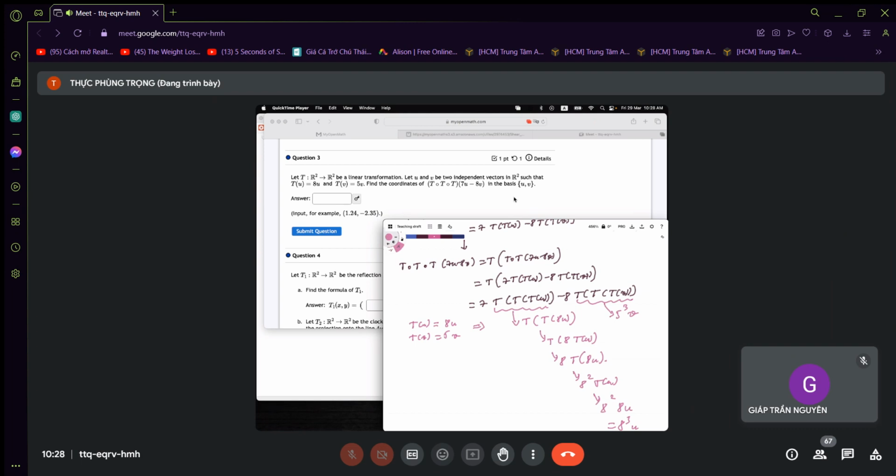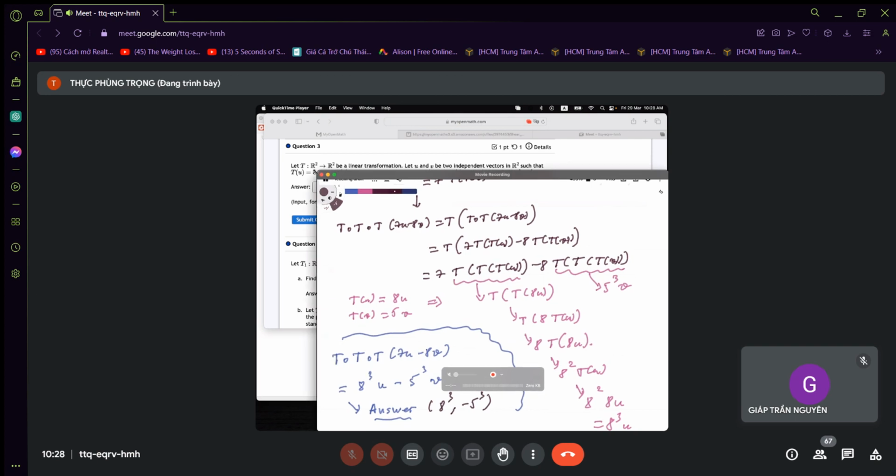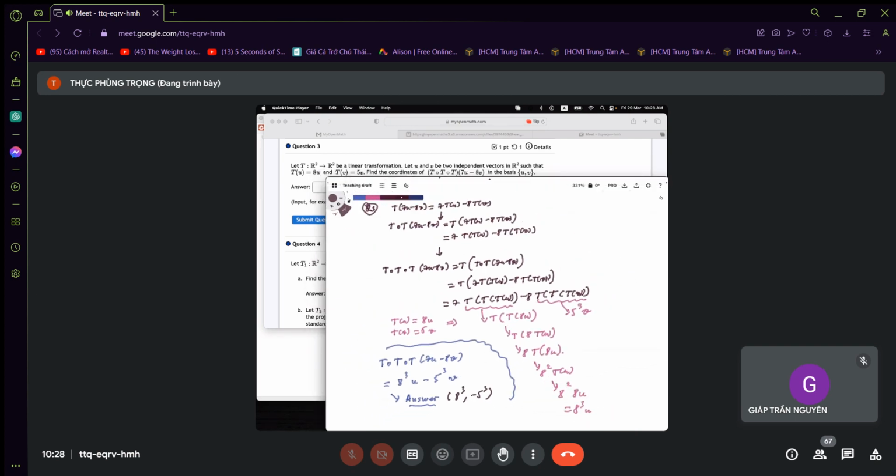So in the end, the answer to the question would be, now you can write T of T of T of 7U minus 8V is just 2 cubed U minus 5 cubed V. So the answer is, you want to find the coordinates in the basis U, V. Of course, the answer now is 2 cubed, minus 5 cubed, right? Yeah, so that's question number 3, very quickly. We just used the definition we have for a linear transformation.